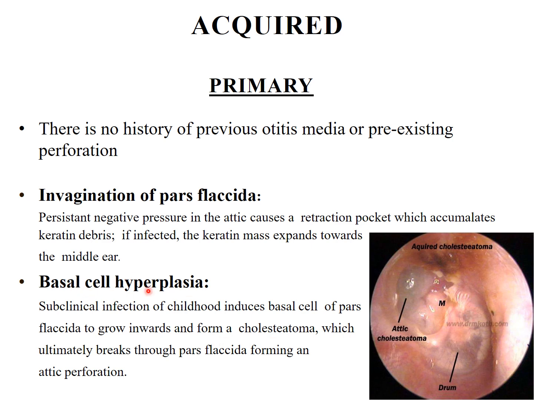It will expand behind. The other theory is the basal cell hyperplasia, that the subclinical infection of childhood induces basal cells of the pars flaccida to grow inward and form a cholesteatoma. You see this area, it should be all covered with bone, but now the pocket is there. So this cholesteatoma ultimately breaks through the pars flaccida, forming an attic perforation.